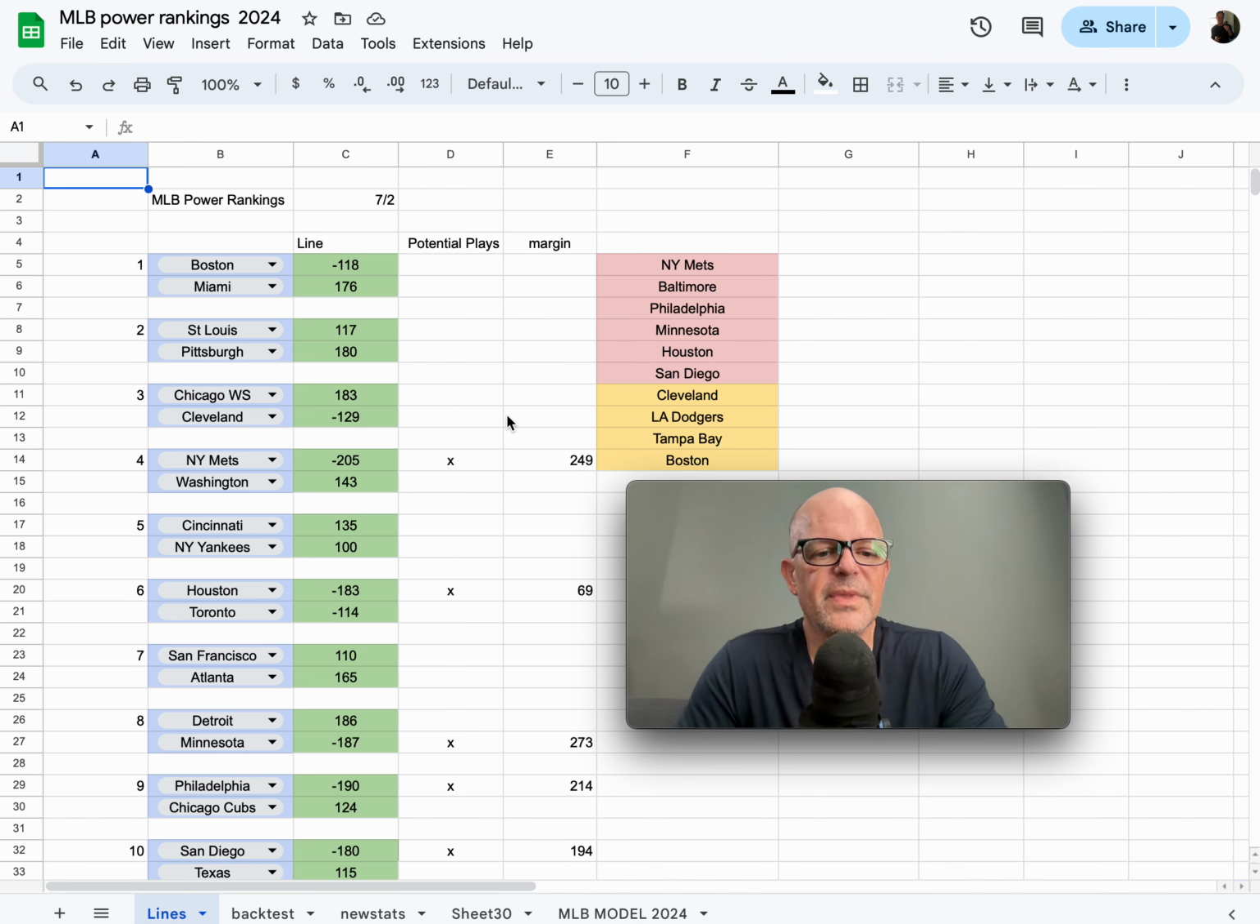All right, so let's take a look at the top 6 teams. And ironically, all top 6 teams via the model qualified as plays. But I want to look at this margin. This is super fascinating. So again, we do the same thing here. Mets is minus 205. Washington is 143. I'm not going to explain how to calculate that. I just did that. So that's a 249 margin. And we played all of these that you see an X on. Houston minus 183. Toronto minus 114. We played that one. Notice that was only a 69-point margin.